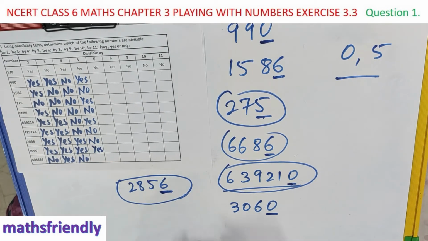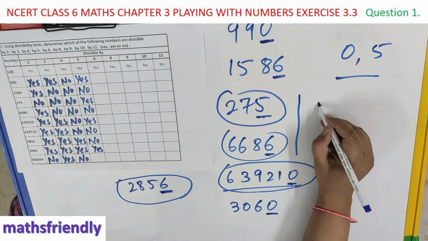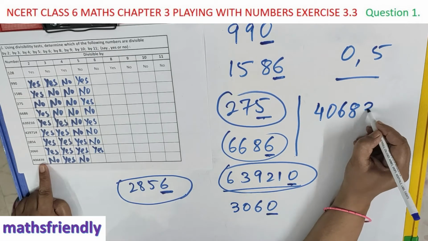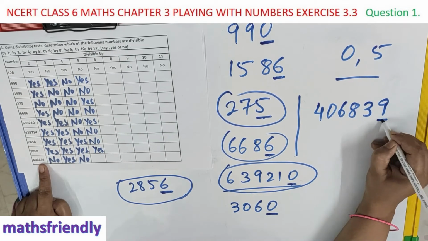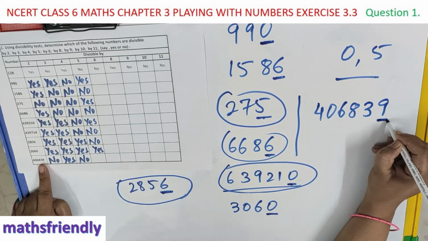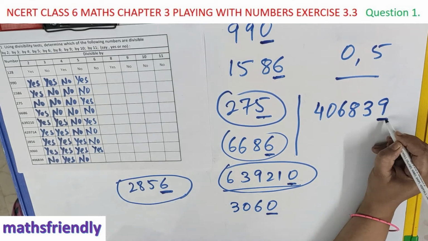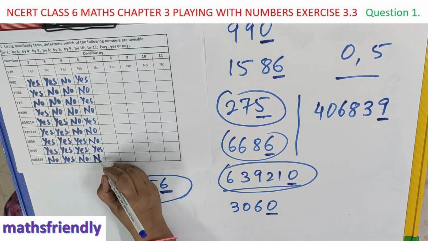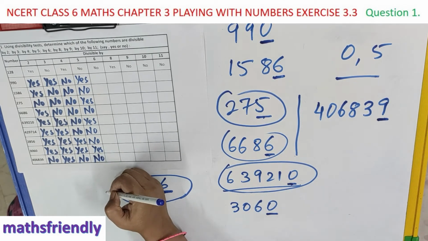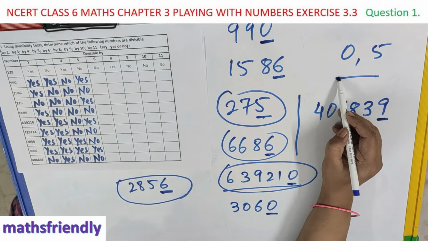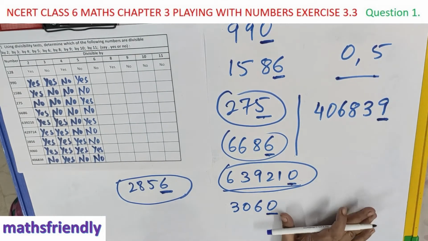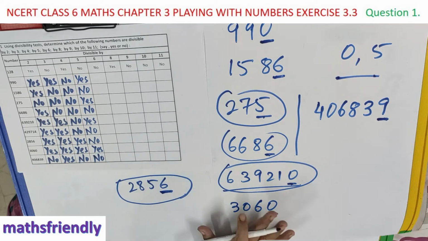What is this large number? See, this large number is 406,839. What is the digit in the units place? The digit in the units place is 9. So this number is not divisible by 5. Yes, because if the digit is 0 or 5 in the units place, then only the number is divisible by 5. Understood? This is very simple.